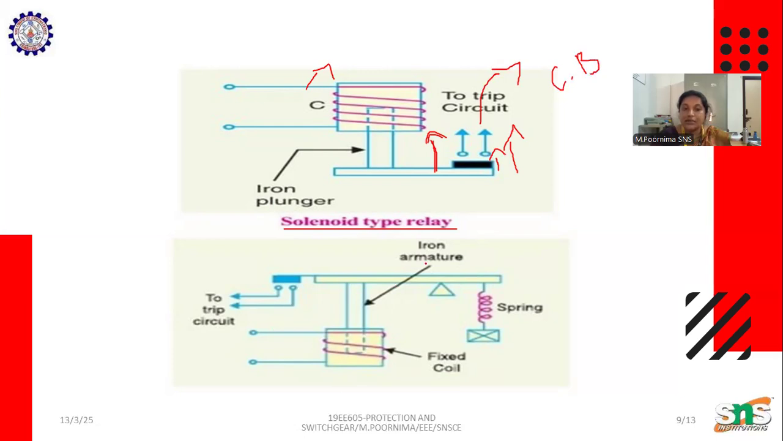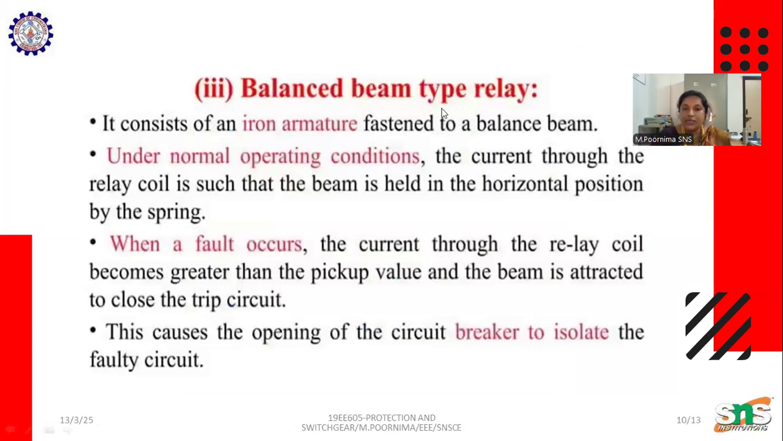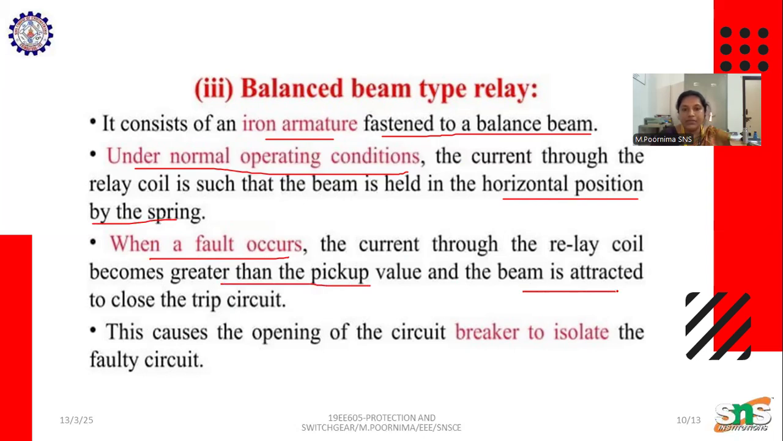Another type of relay, based on construction, is the balanced beam type relay. Here we have an iron armature fastened to a balanced beam. Under normal operating conditions, the current through the relay coil is such that the beam is held in the horizontal position by the spring. When a fault occurs, the current through the relay coil becomes greater than the pickup value and the beam is attracted to close the trip circuit. This causes the circuit breaker to operate and isolate the fault current.